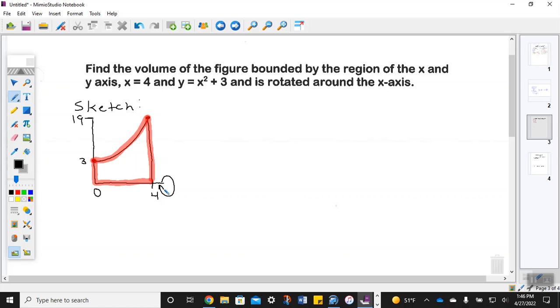Okay? Here's the big idea. When they tell you you're going to rotate around the x-axis, I'm going to give you a note. Your slices should be, what's this symbol mean? Perpendicular to your axis of rotation.